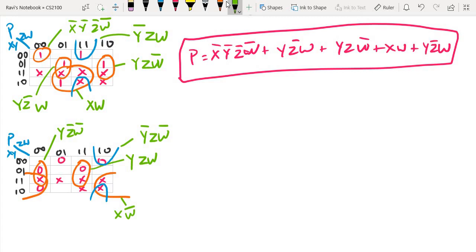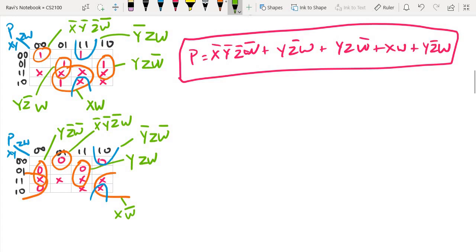And again, as before, we are still left with a single 0 over here, which cannot be grouped with anybody else. So for this grouping over here, what you have is X bar, Y bar, Z bar, and W. Now that we have done the groupings for the zeros, how do we proceed to get the POS?